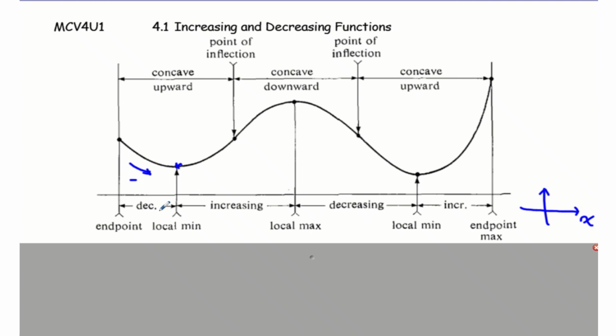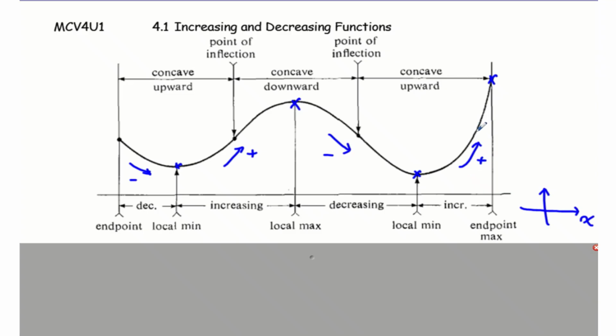DEC represents decreasing. And from here to here, you will see from left to right the graph is going up. So in this part the slope is positive, so it's increasing. From here to here, from left to right, the graph is going down, so the slope of this part is negative, so it's decreasing. From here to here, from left to right, it's going up. The slope is positive, so it's increasing.